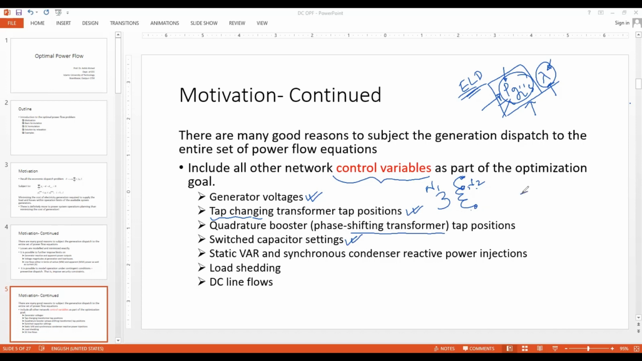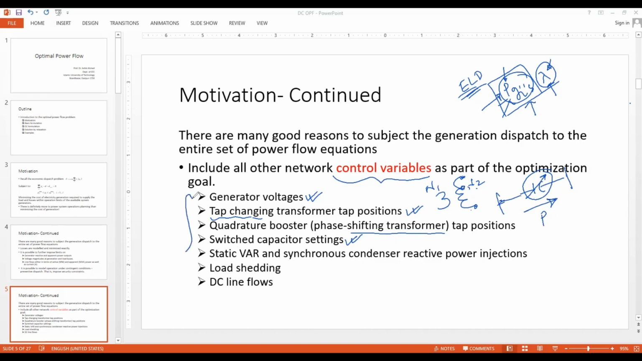So the switched capacitor, basically what it does, this is a variable capacitor, but variable in a discrete manner, not in a continuous manner. These are basically used to control the line flow or control the reactance of the line. Once you can control the reactance of the line between two buses, then of course you can control the real power flow of the line. So the switched capacitor setting could be another control variable.